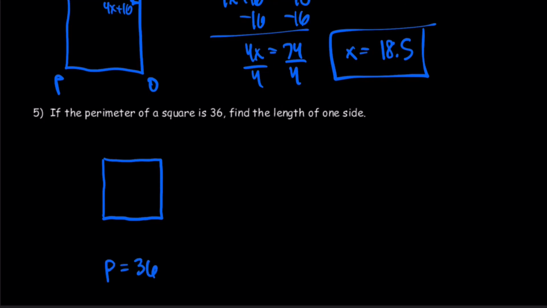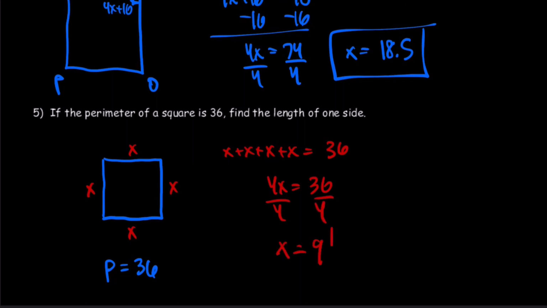Well, how do you get the perimeter? Well, you add up all the sides. If you don't know what the sides are, let's put x for each one. They're all the same. How do you find the perimeter? Add all the sides. So x plus x plus x plus x equals 36. 4x equals 36. Divide by 4.